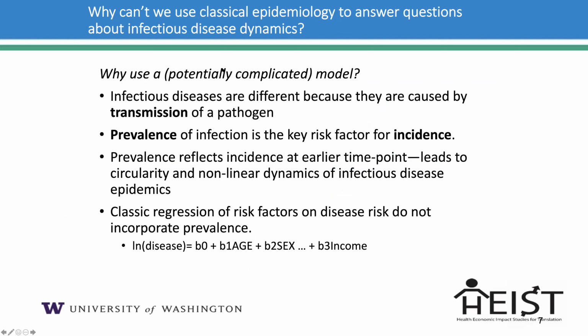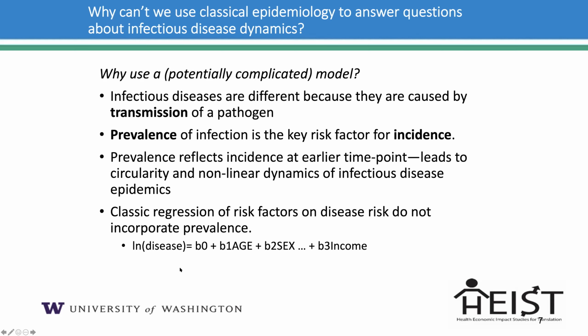We use math models when we can't use classical epidemiology to answer all questions about infectious disease dynamics. And I'll just share an example with you. Classical epidemiology really teaches us a lot about infectious diseases, but there are additional characteristics for infectious disease that are really related to transmission of a pathogen. And if we have transmission, and we're interested in transmission, then we do need dynamic models. So for example, prevalence of infection is a risk factor for incidence, and prevalence reflects incidence at an earlier time point. And that leads to nonlinear dynamics in infectious diseases.